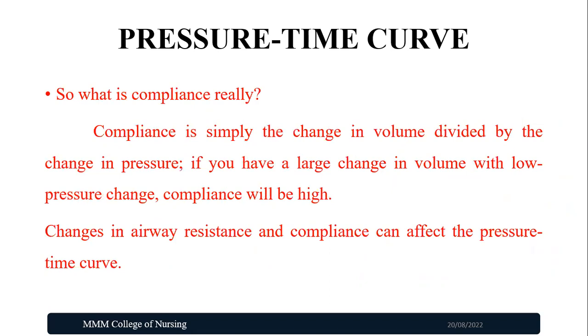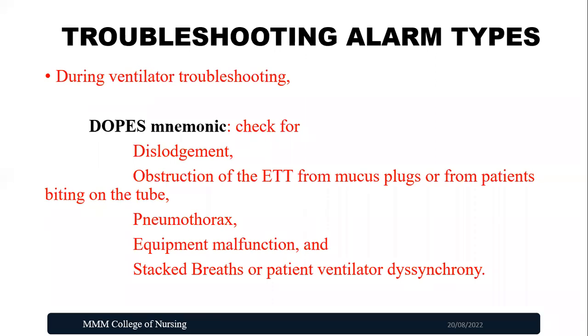So what is compliance really? Compliance is simply the change in volume divided by the change in pressure. If the patient has a large change in volume with a low pressure change, compliance will be high. And compliance plays a big role in calculating both peak and plateau pressure. In general, an acceptable maximum plateau pressure is 30 centimeters of water. Changes in airway resistance and compliance can affect the pressure time curve. So after having basic information about the pressure time curve and its components of peak pressure and plateau pressure, let us move into troubleshooting ventilator alarms.